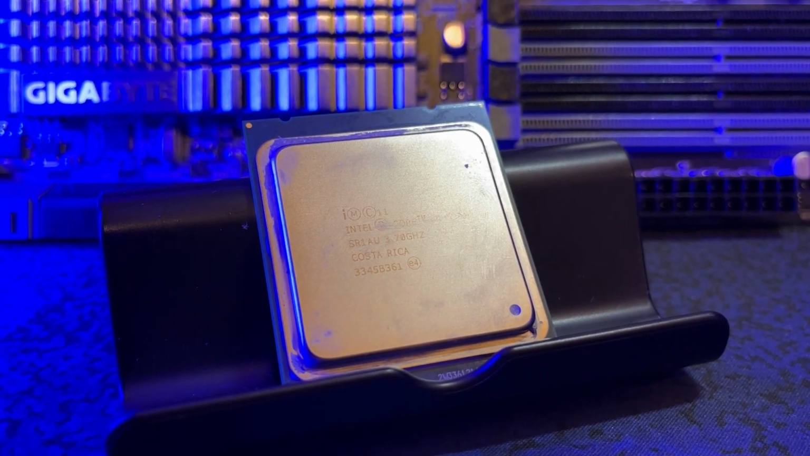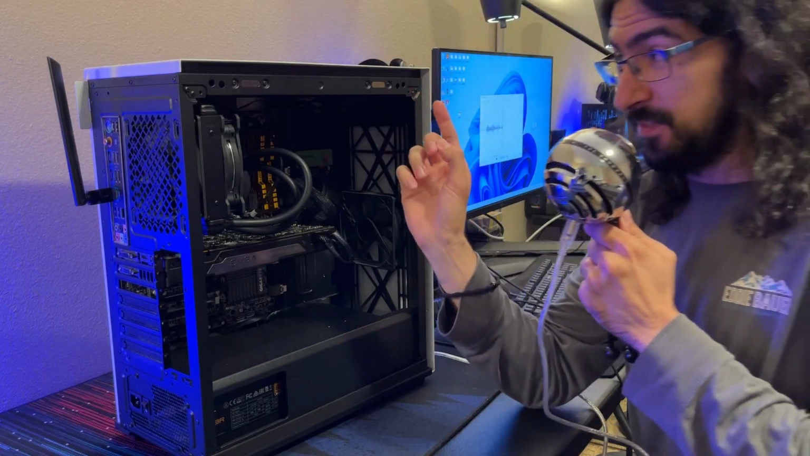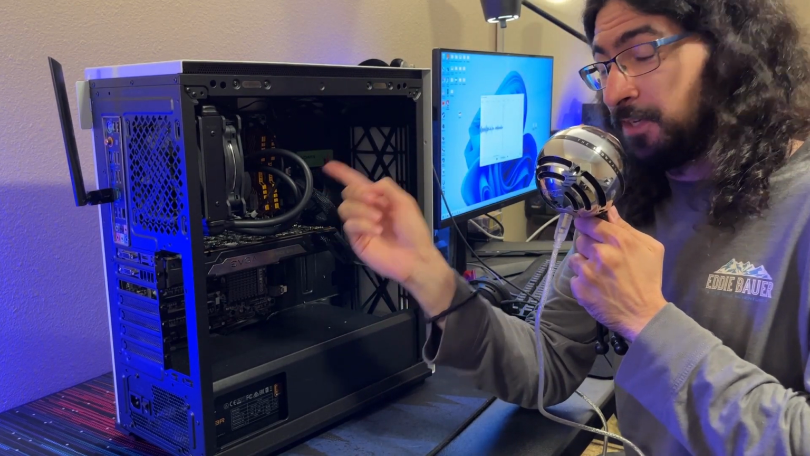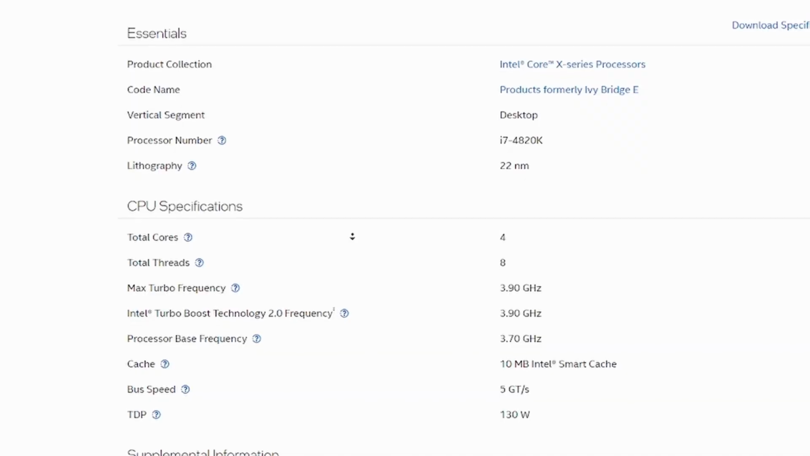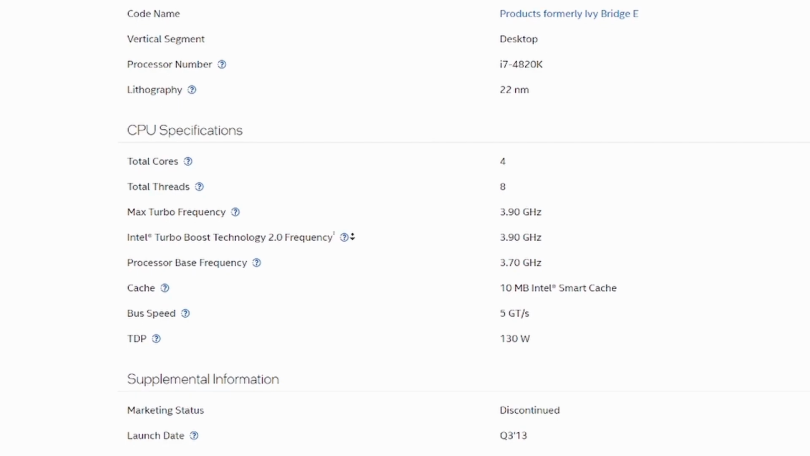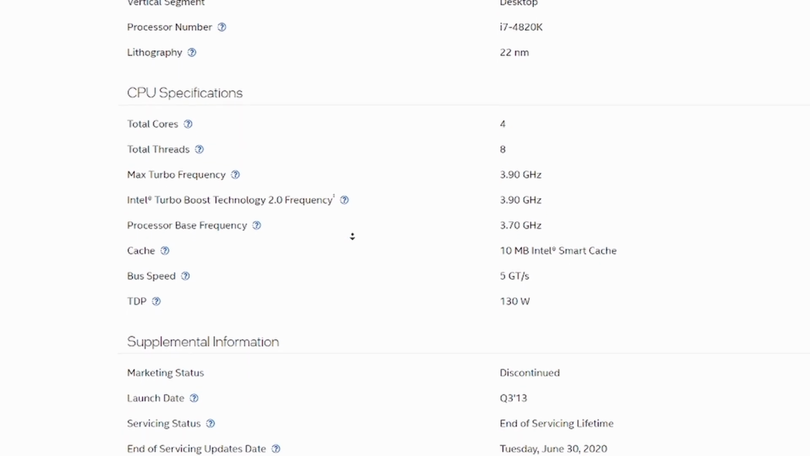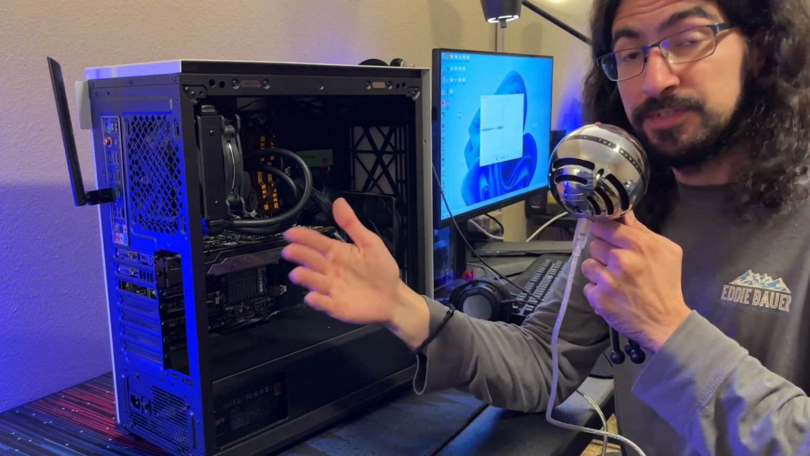At the core of the system is an Intel Core i7-4820K. This is an Intel Extreme processor, meaning at the time it probably cost around $500, which is insane because these things were basically like super i7s, like a next tier up of the 4770K.